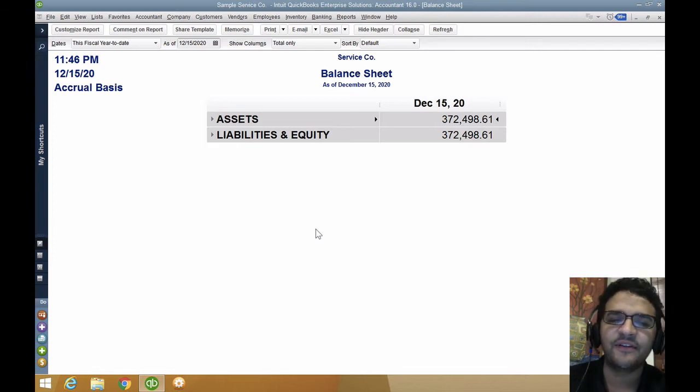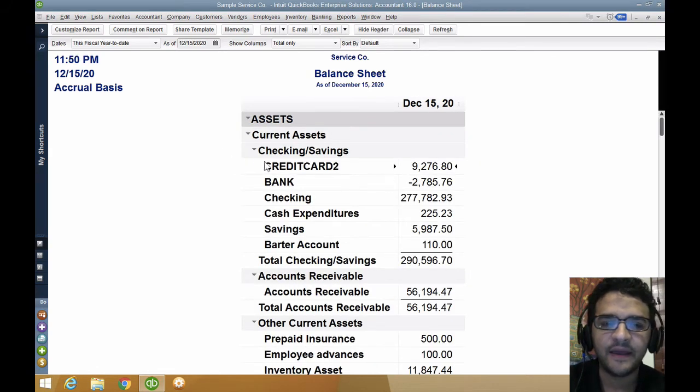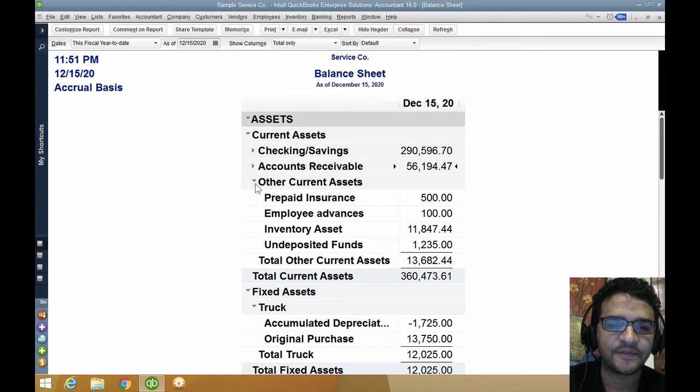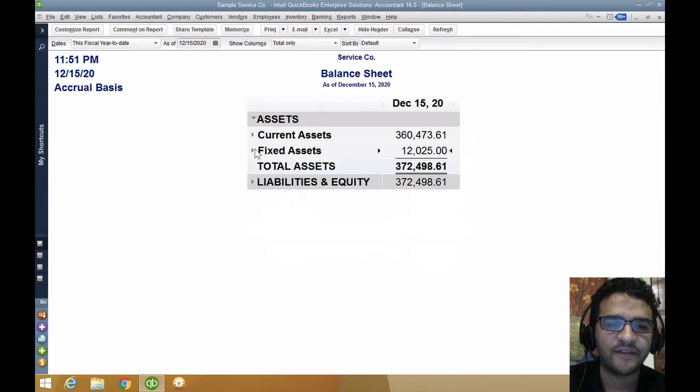In a nutshell, everything that I own should be equal to everything that I owe and the difference between the two, which is my equity. Now I'm going to open up assets real quick. I'm going to expand that, and I'm going to go ahead and collapse all the sub accounts and just leave it into two major categories of assets.